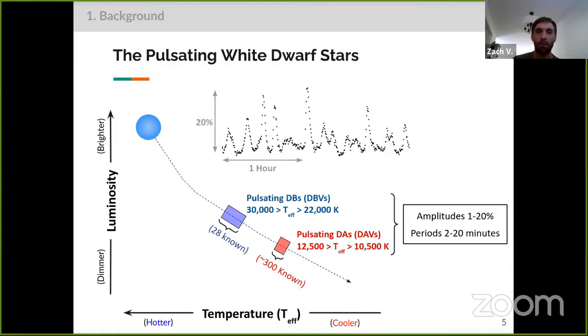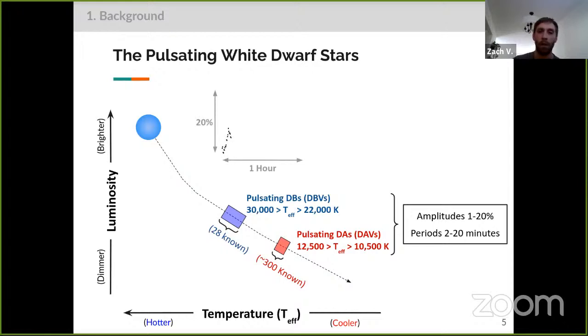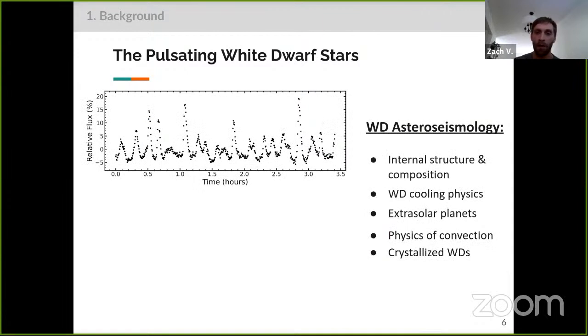The pulsations look like this in some cases, where you have a complex series of rises and dips that can range from amplitudes of 1 to 20% and periods of 2 to 20 minutes. And these pulsations are useful for looking into the interiors of these stars and learning about how they might have formed or what kind of progenitor stars led to the creation of particular white dwarfs. So yeah, we can use white dwarf asteroseismology, which is the process of fitting the pulsations we observe with models. From this, we can learn about internal structure, composition.